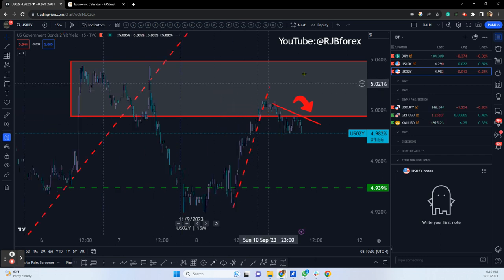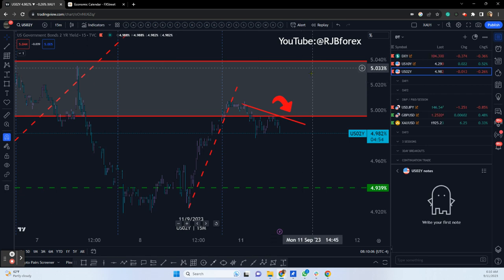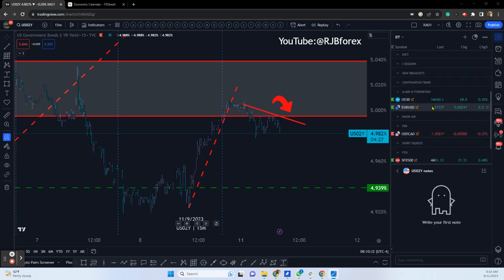So what we're going to be looking for essentially are pump and dumps versus the dollar. So we should have a market then, therefore, we'll go to the euro because someone's asking for that at the moment.